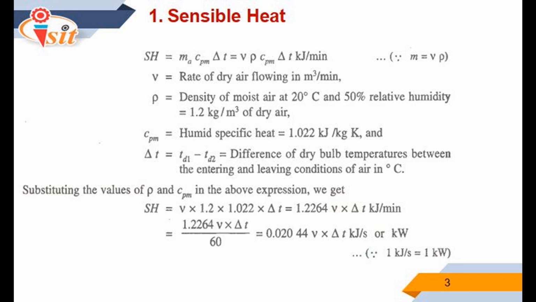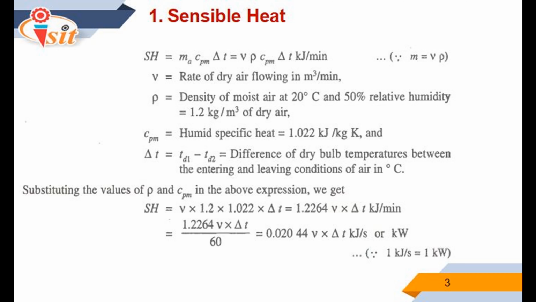Then in the next step, we substitute the value of density and humid specific heat in the above equation, then we get sensible heat is equal to rate of dry air into 1.2, means density, into 1.022, means humid specific heat, and delta T, means difference in dry bulb temperature. Then we will get 1.2264 into V into delta T. Means the final equation for the sensible heat is 0.02044 into V into delta T in kilojoule per second, means in kilowatt.